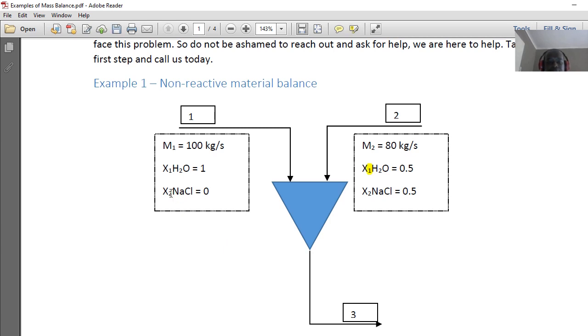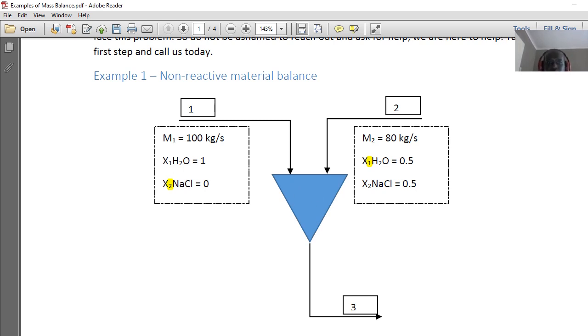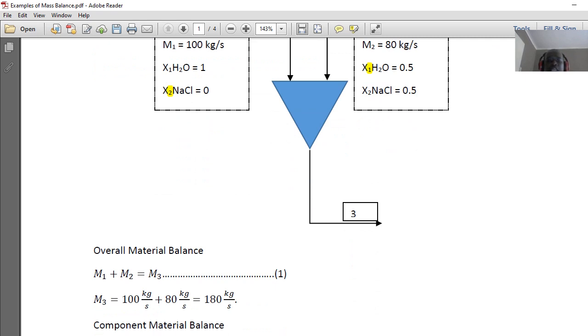Again, this is supposed to be X1, and then X2 NaCl is equal to 0.5. So that's your salty water, that's your pure water. And then they are put into a mixer, agitation, nothing reactive happens in your agitation there, and you get M3.